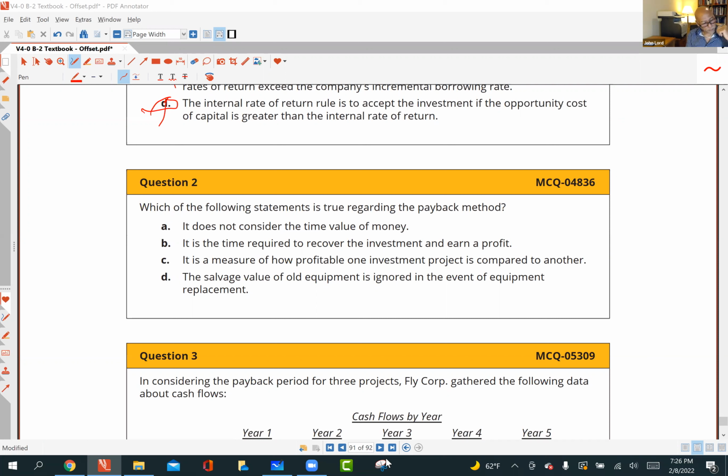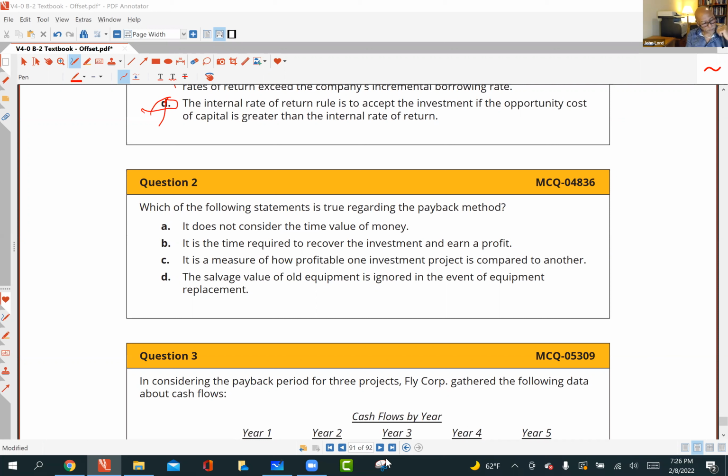Okay, looks like most of us have had a chance to look at this one, so I'm going to end the poll. And good work, guys. Just about everybody got this right. It ignores the time value of money. Of course, you could use the discounted payback method, but they didn't say that. They just said the payback method. So it ignores, or does not consider, time value of money.